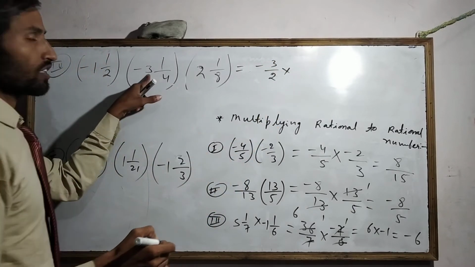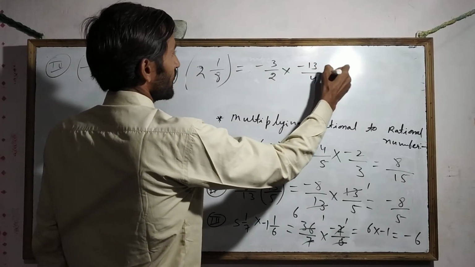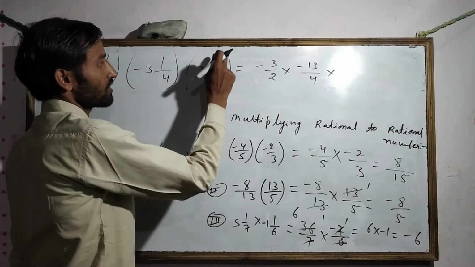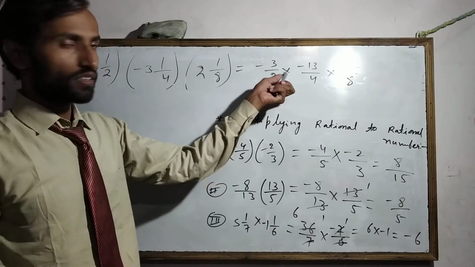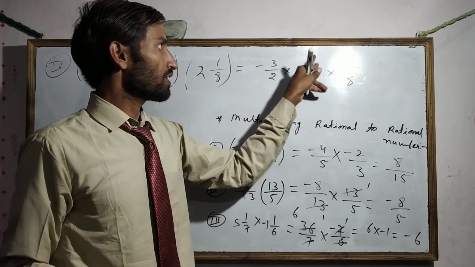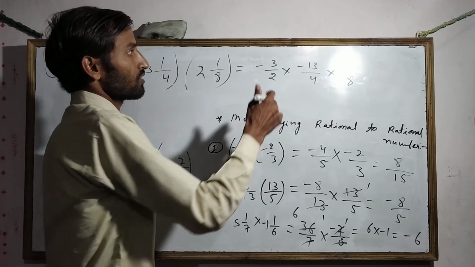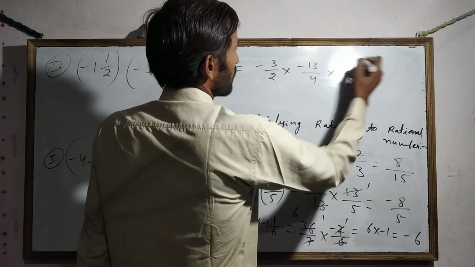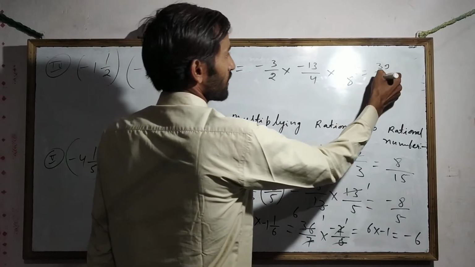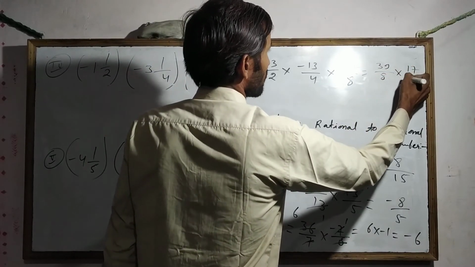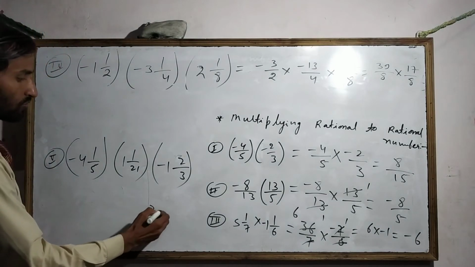Again 4 3 is 12, 12 plus 1 is 13, minus 13 upon 4, into 8 2 is 16, 16 plus 1 is 17 upon 8. There will be no cancellation in this. Then multiply all three, numerator to numerator and denominator to denominator. So 13 3 is 39 will come, and minus minus will get plus, means 39 upon 4 2 is 8 into 17 upon 8. Now we have to multiply 39 into 17. How much will come? 39 into 17.